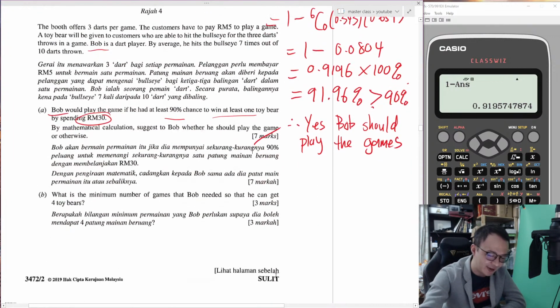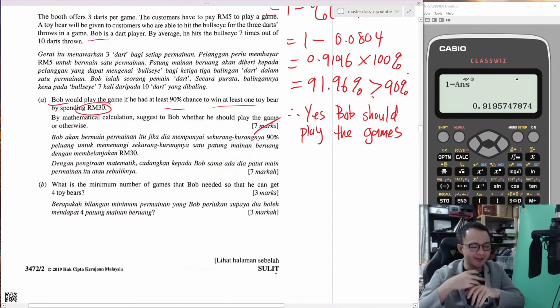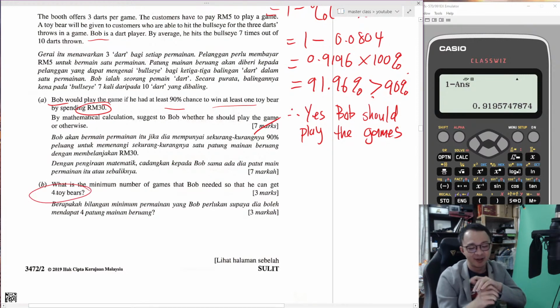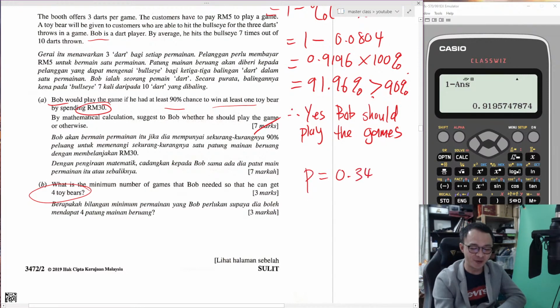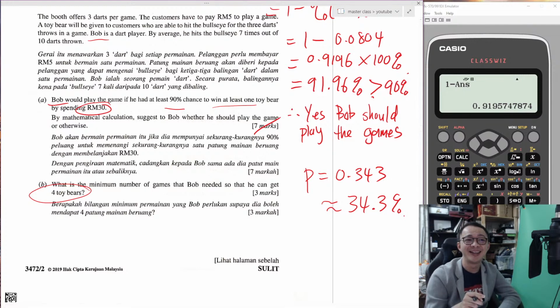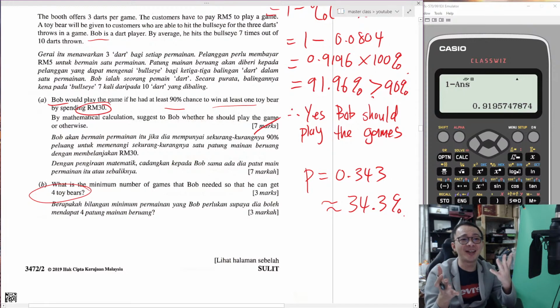Okay. Then for part B, what is the minimum number of games that Pop needs so that he can get 4 toys of bear here? Okay, so you just imagine if he wants to get the toys, it's 0.343 like just now. So it's about 34.3%. 34.3% means what? If Pop plays 100 games, he can win 34 bears. You get the idea? If he plays 10 games, he can win 3.4 bears. So you get the idea, right?